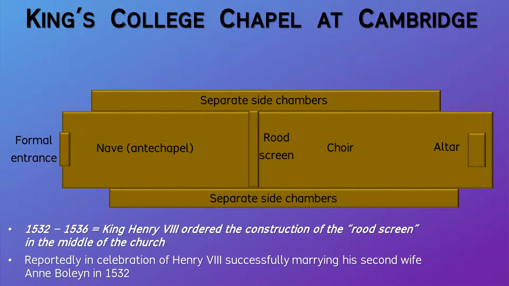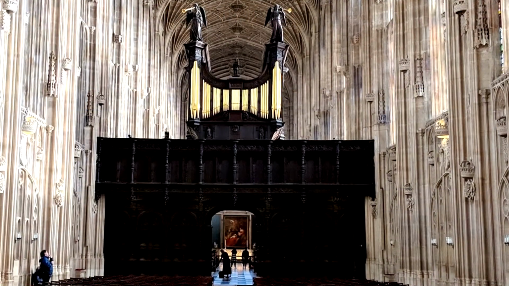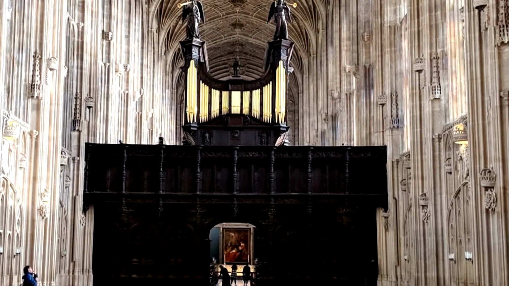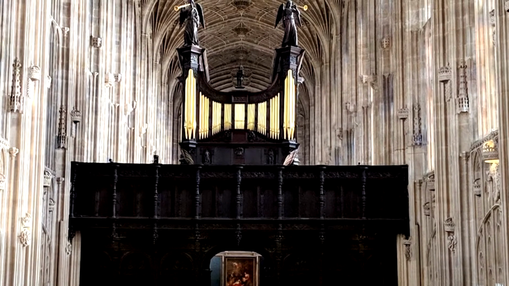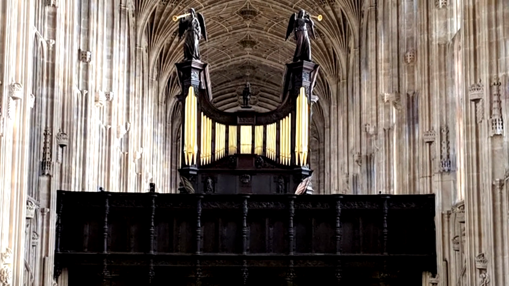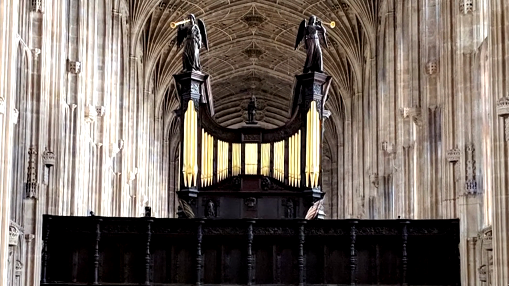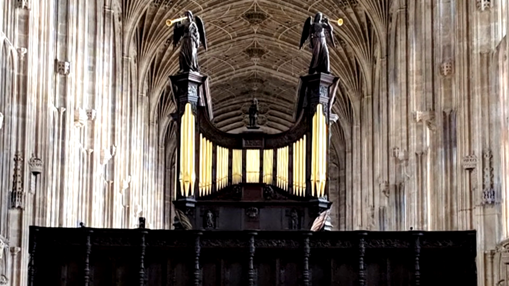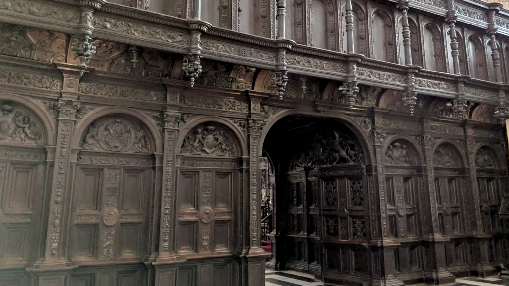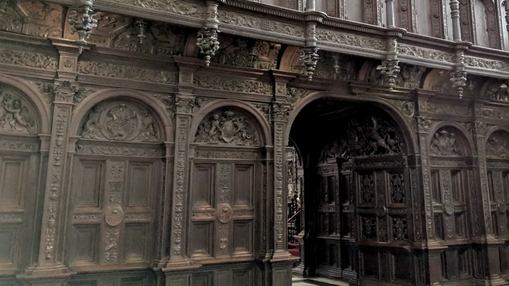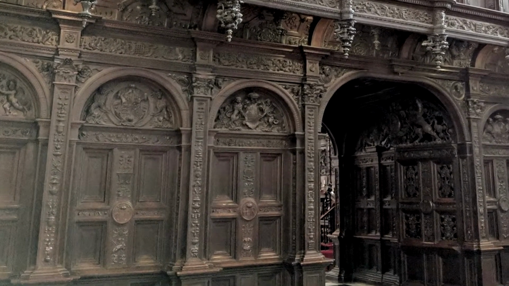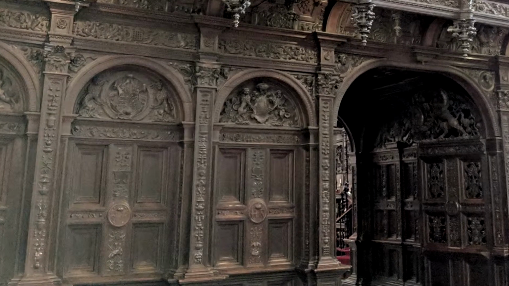The rood screen supports the chapel's musical pipe organ that has been repaired, replaced, and renovated many times since the 1500s. The rood screen was made of wood, and it displayed many carved motifs that reinforced religious piety and the royal status of King Henry VIII.